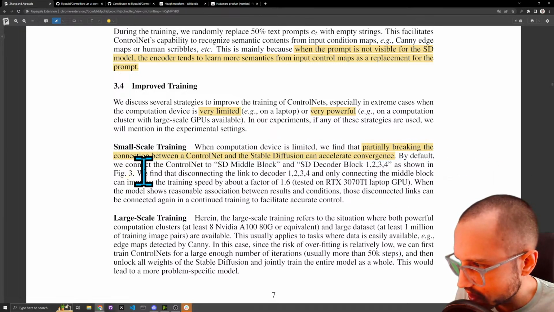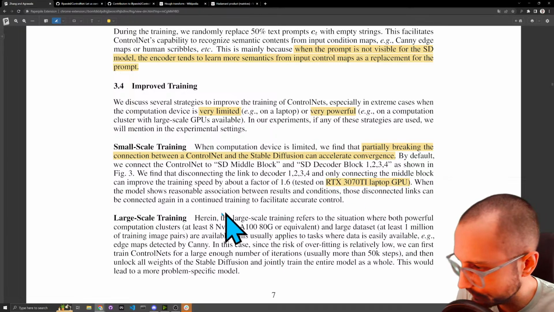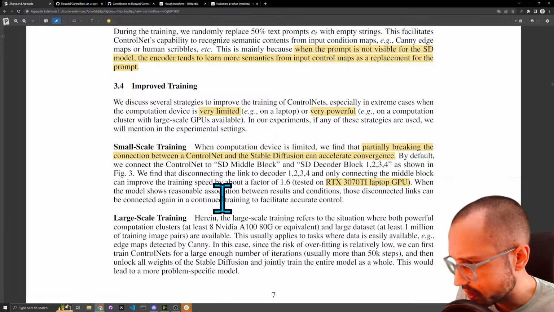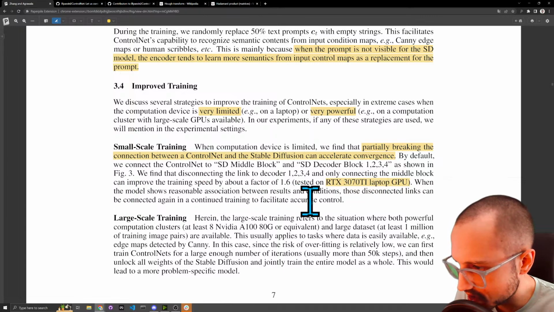By default, we connect the ControlNet to the SD middle block and the SD decoder blocks 1, 2, 3, 4, as shown in figure 3. We find that disconnecting the link to decoder blocks 1, 2, 3, 4 and only connecting the middle block can improve the training speed by a factor of 1.6. Damn, there's laptops with RTX 3070s? That's pretty crazy. When the model shows reasonable association between results and conditions, those disconnected links can be connected again in a continued training to facilitate accurate control.